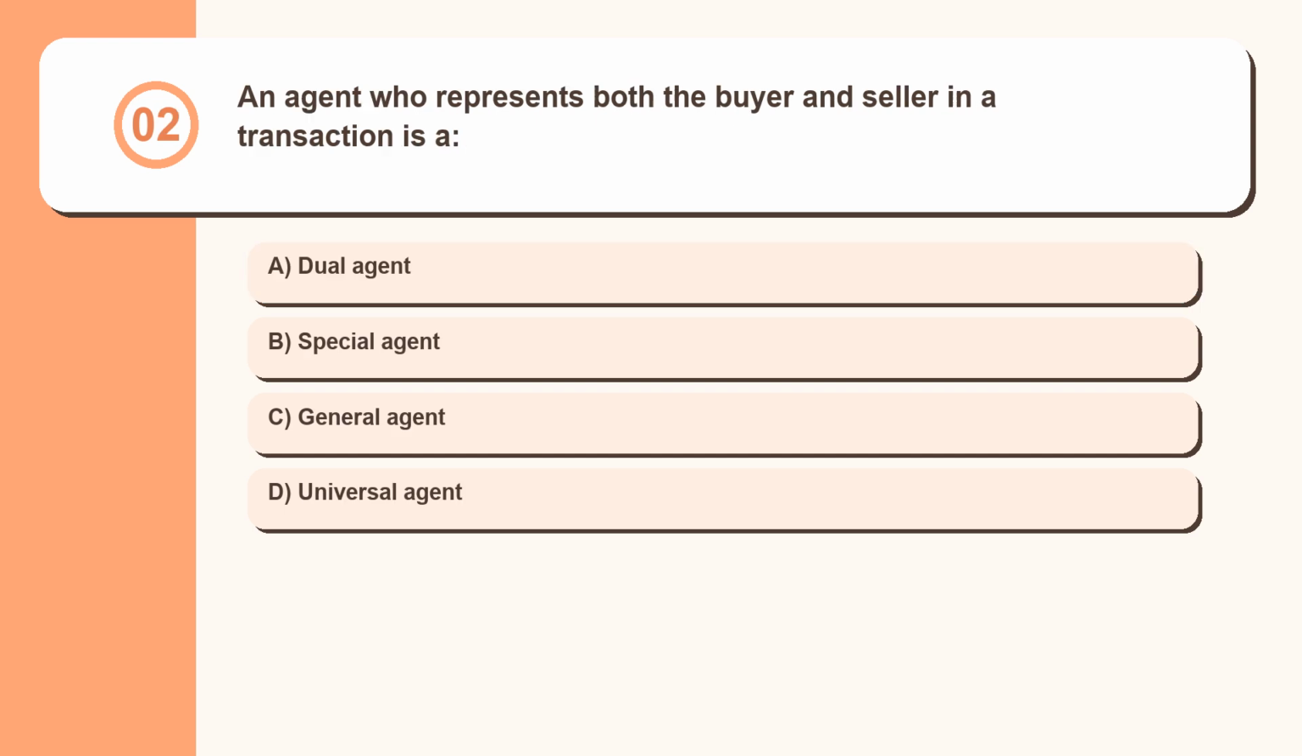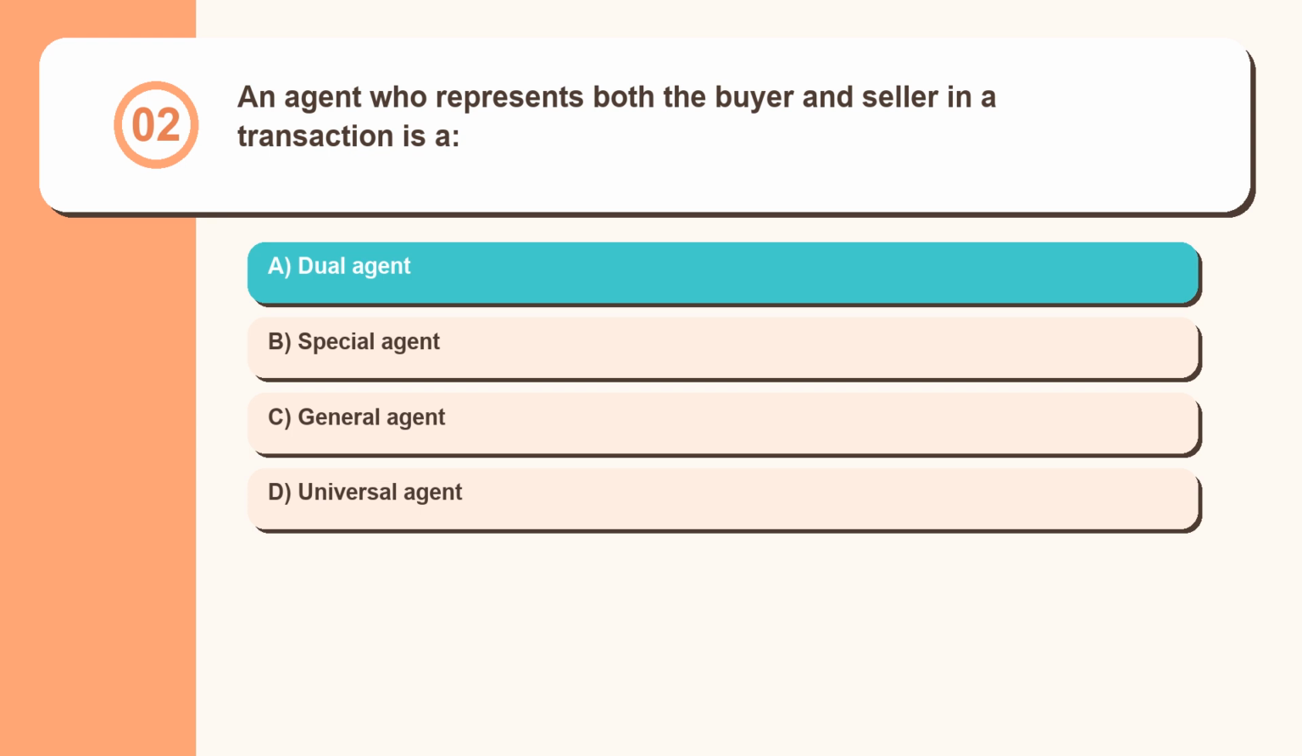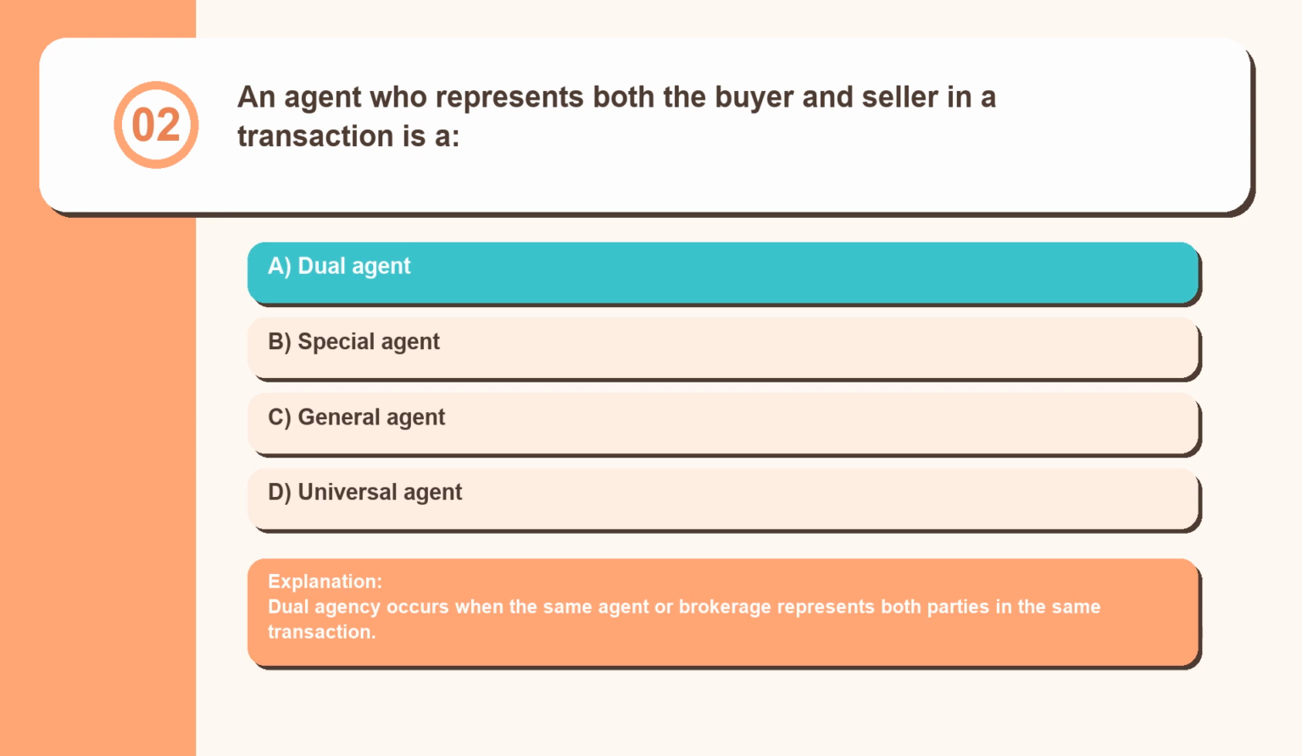Question 2. An agent who represents both the buyer and seller in a transaction is a dual agent, special agent, general agent, universal agent. Dual agency occurs when the same agent or brokerage represents both parties in the same transaction.